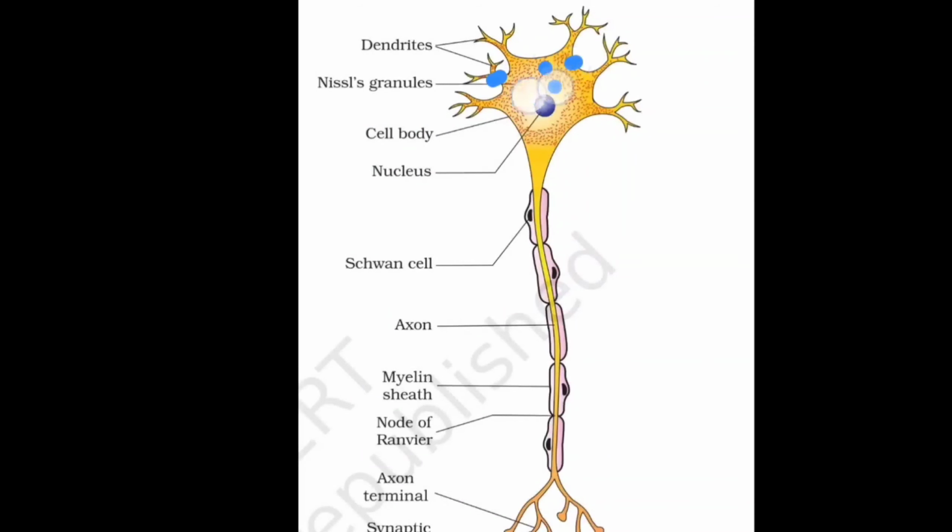We have some granules, called Nissl granules, which are present in the cyton and in the dendrites as well. These are the Schwann cells forming the myelin sheath. We have the gaps as well, called nodes of Ranvier. Then the axon ends at the synaptic knob, which contains synaptic vesicles holding neurotransmitters, for example acetylcholine, dopamine, serotonin, norepinephrine, glycine, or GABA. The full form of GABA is gamma aminobutyric acid.